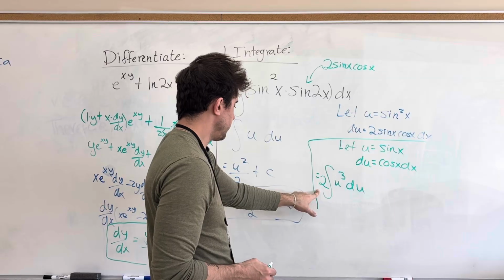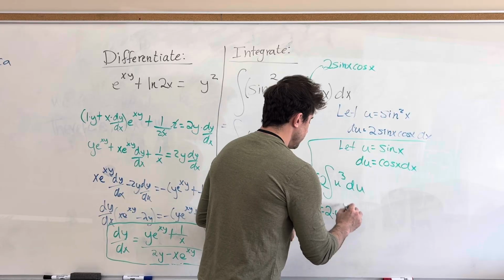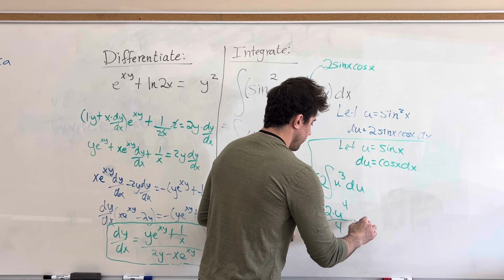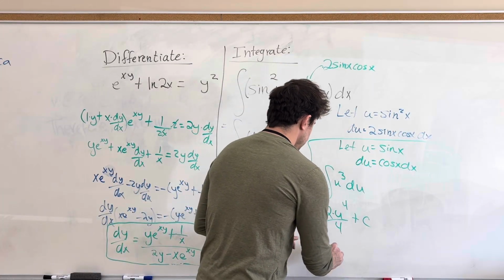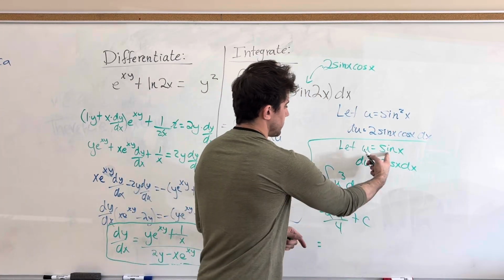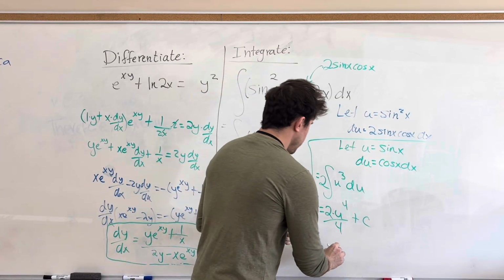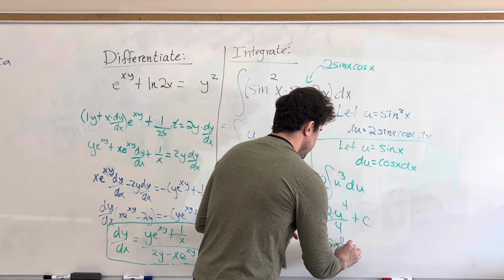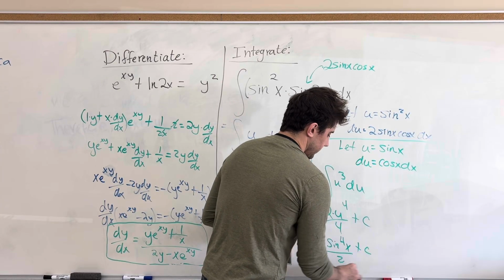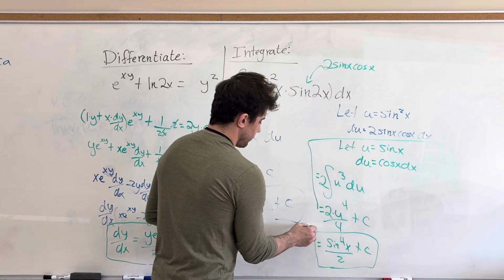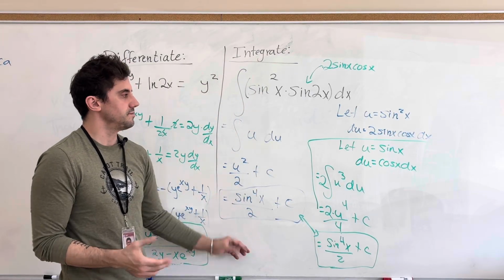We get the 2 out front, and so we have 2 times the integral of that with respect to u, which is u to the 4 over 4 plus c. And now we can bring x back into the mix, and 2 over 4 is 1 over 2. And so u to the 4 means sine of x to the power of 4, which we write as sine to the 4 of x. 2 over 4 simplifies to 1 over 2, plus our integrating constant c. And so we get the exact same result. So that's cool. We have options. What do you know?